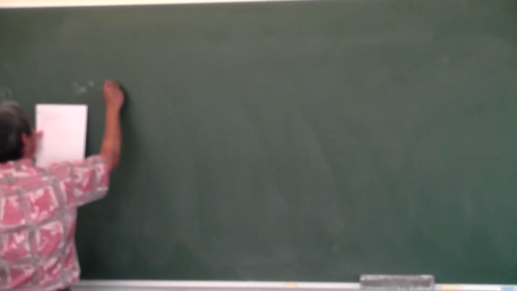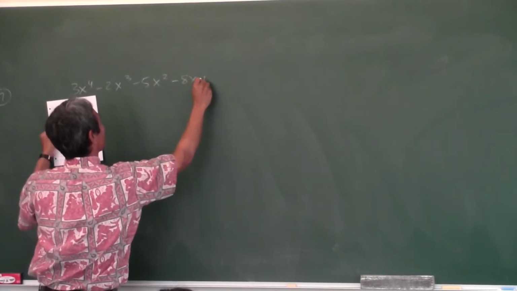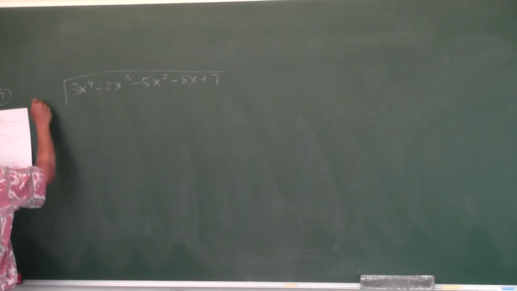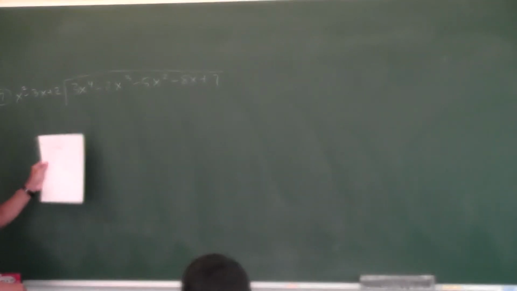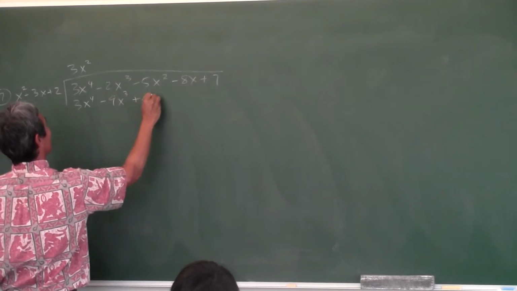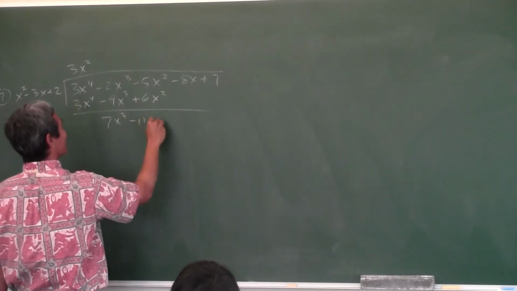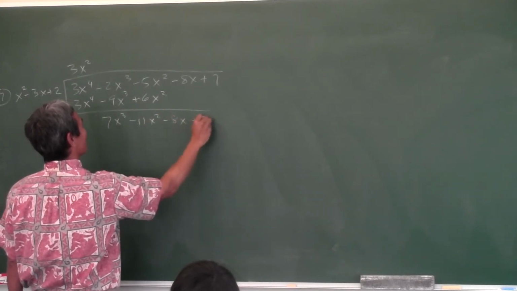Number 7. 3x to the 4 minus 2x cubed minus 5x squared minus 8x plus 7. Divide that by x squared minus 3x plus 2. I'm doing it already. X squared goes into that how many times? 3x squared. Multiply that times the divisor. 3x to the 4 minus 9x cubed plus 6x squared. Subtract. 7x cubed minus 11x squared minus 8x plus 7.